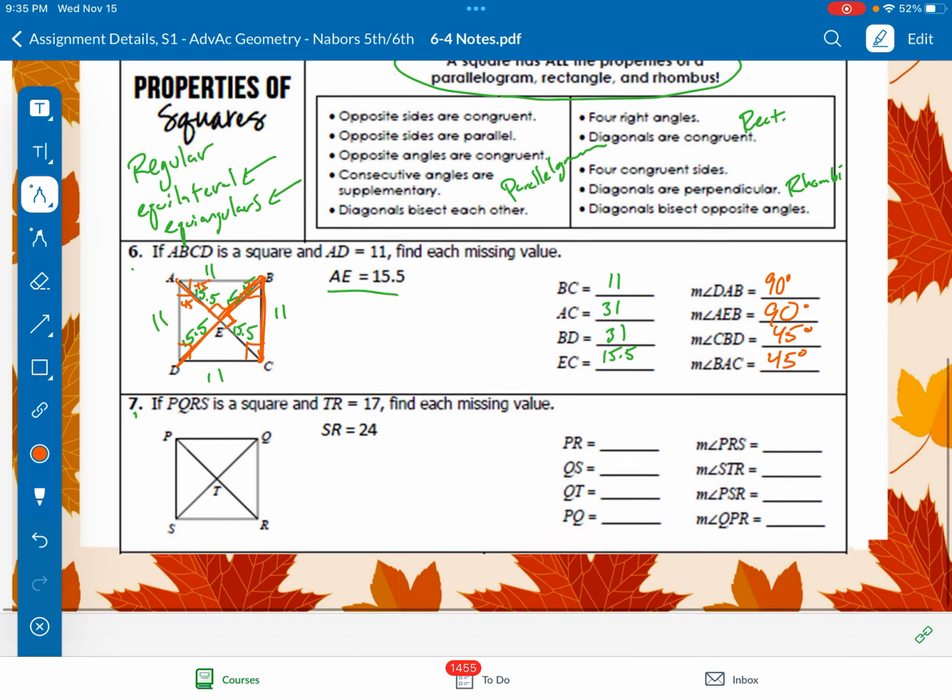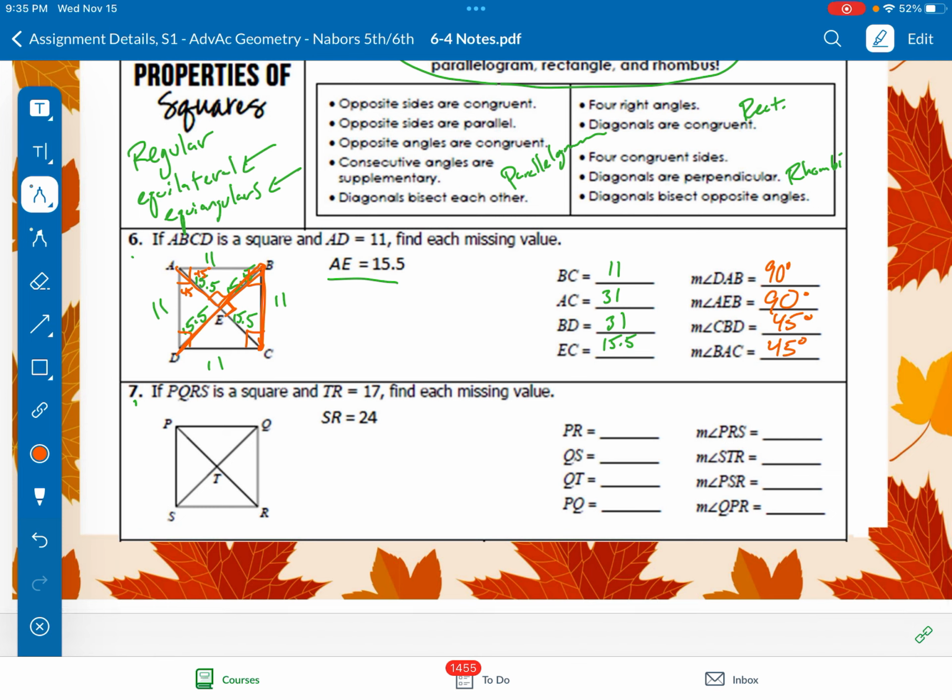Number 7 is probably going to be almost the exact same. TR is 17. SR is 24. And again, from there, we can just say everything is 24 or everything is 17. So PR is 34, QS 34, QT 17, PQ 24. Easy enough. Now let's talk about the angles.